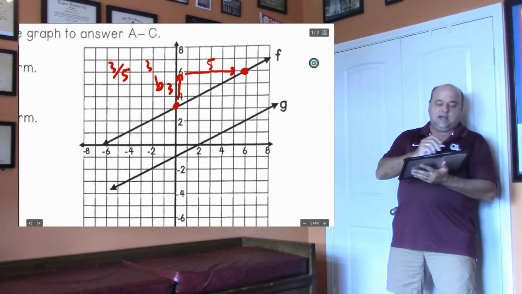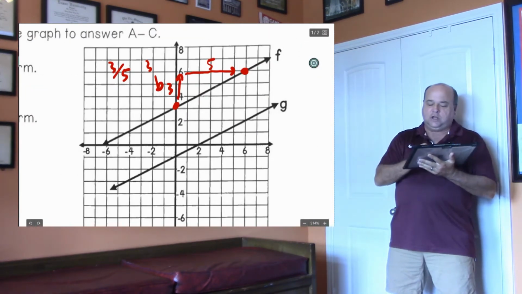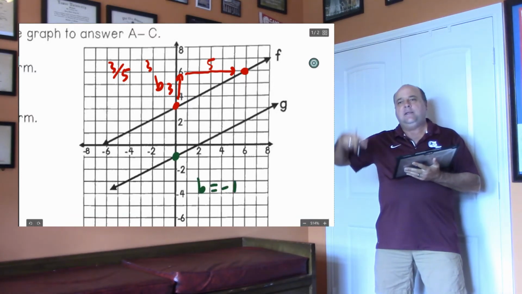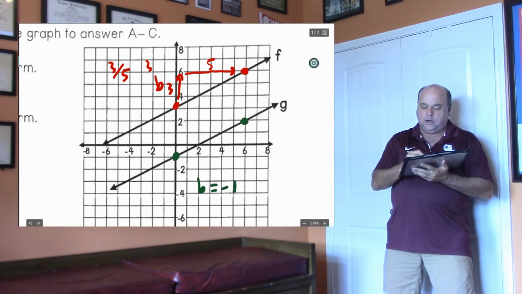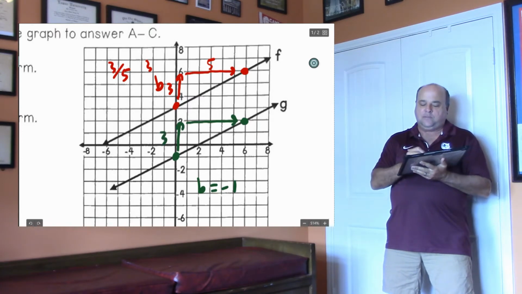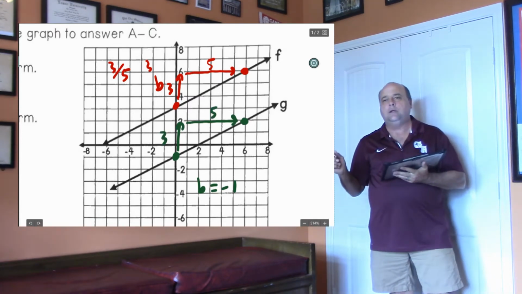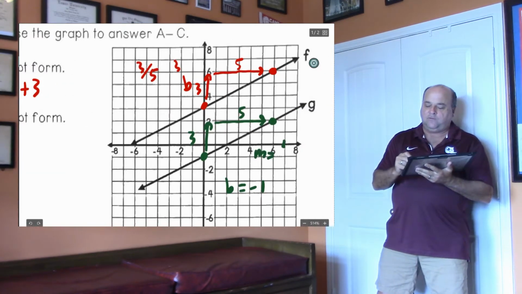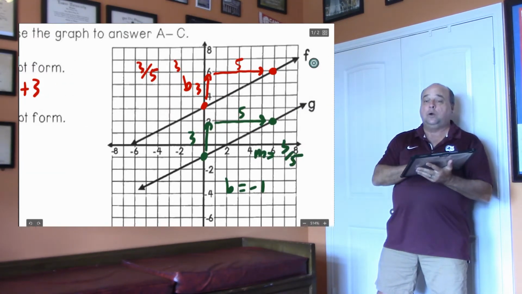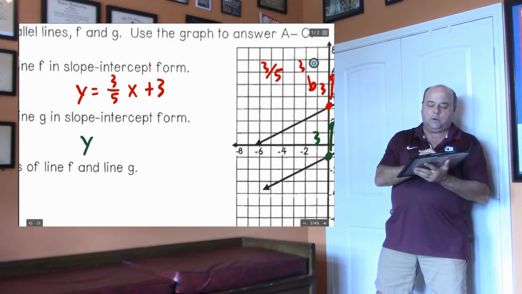Now then, let's go to line G. Line G crosses right here. That's going to be our b, which is equal to -1. Then we're going to find our slope. So the next point it goes through is right here, and we would go up and to the right, wouldn't we? We would go up 3 and right 5 again. So our m would be 3 over 5. So we're going to have 3 over 5x minus 1, aren't we?